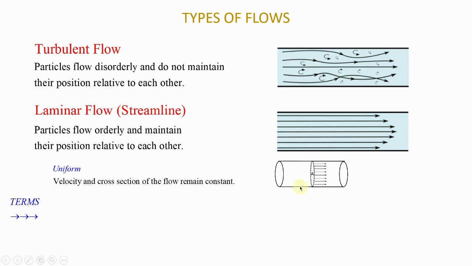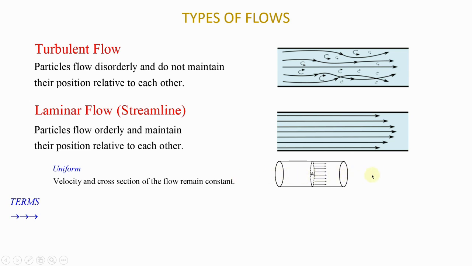What I mean by that, if you look at this picture here, if you were to calculate the cross section of the fluid here, you will find that it is the same as the cross section of the fluid there. And if you were to calculate the velocity of the fluid at this position, you will find it to be the same here and everywhere along the pipe.